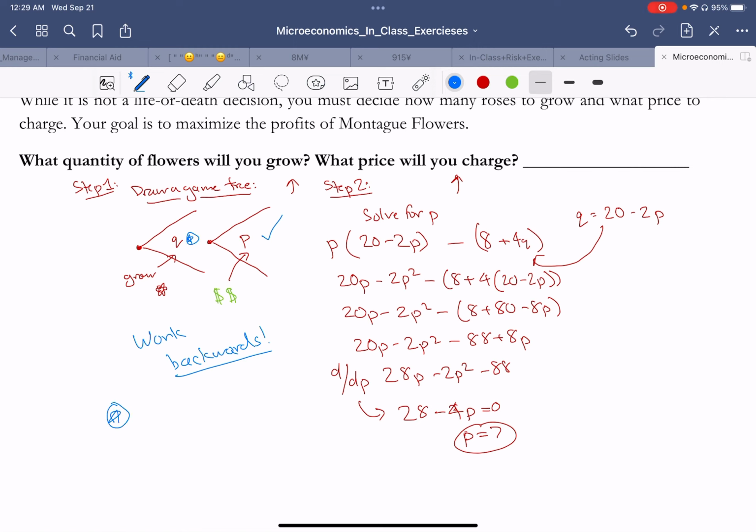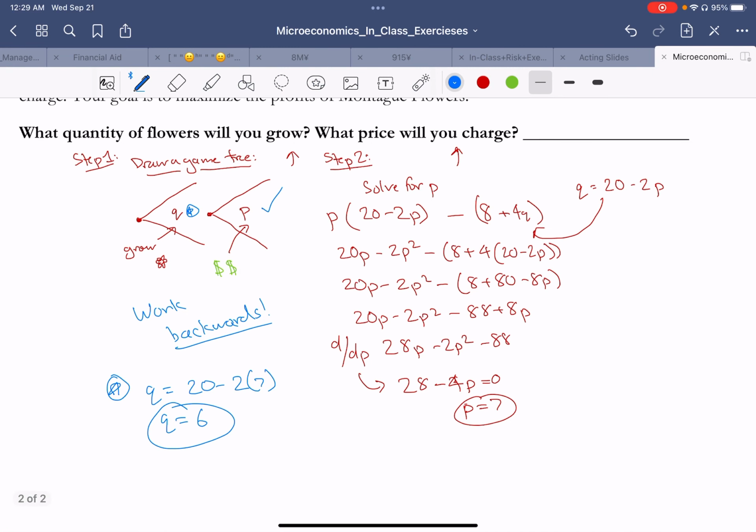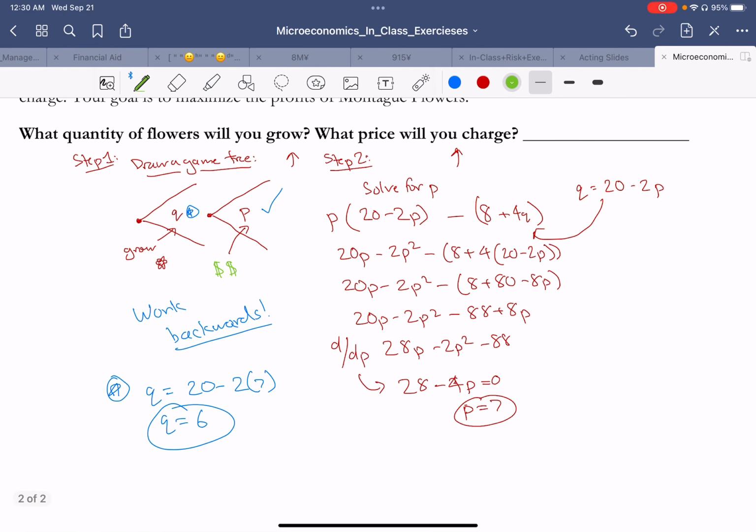Now we know that p is equal to 7. Using an earlier equation, 20 minus 2 times 7. Q is equal to 20 minus 14, which is, no, I didn't do that right. There you go. Ta-da, first time. Quantity is equal to 6. So now we can solve the equation. Say that Q is equal to 6, P is equal to 7.